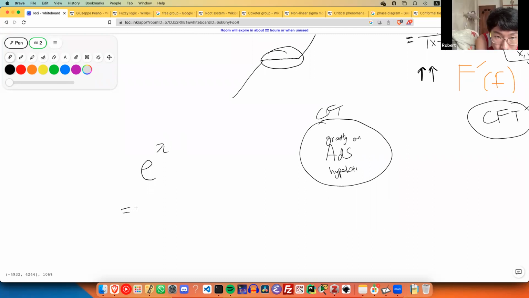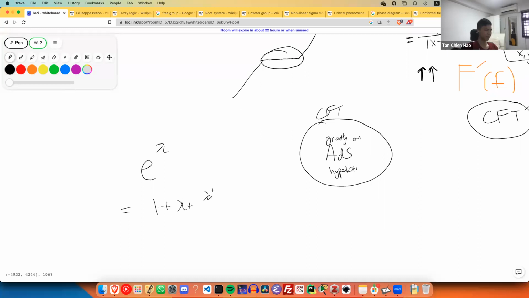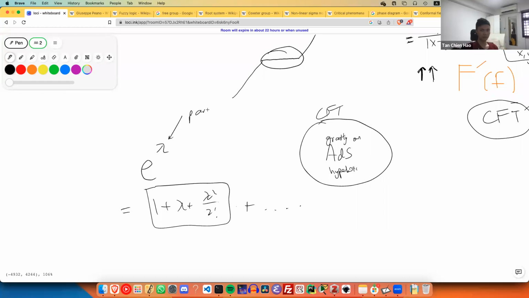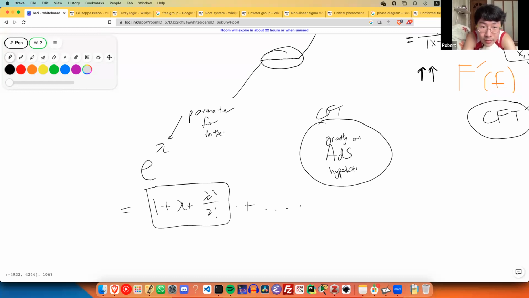Then we Taylor expand this as 1 plus lambda squared over 2 and so on. So if lambda is small, then this is a good approximation, right? Lambda is a parameter. Yeah, the parameter for the strength of the interaction.